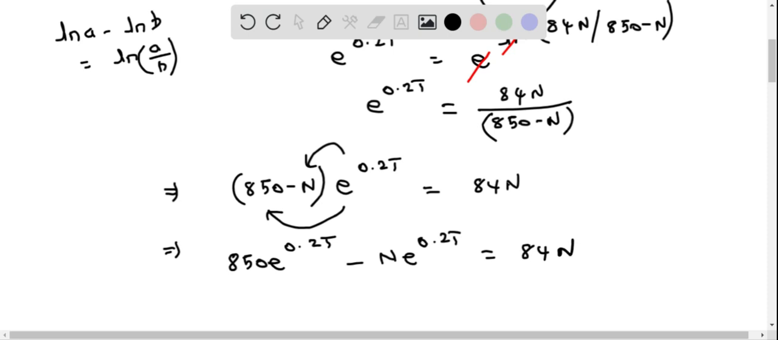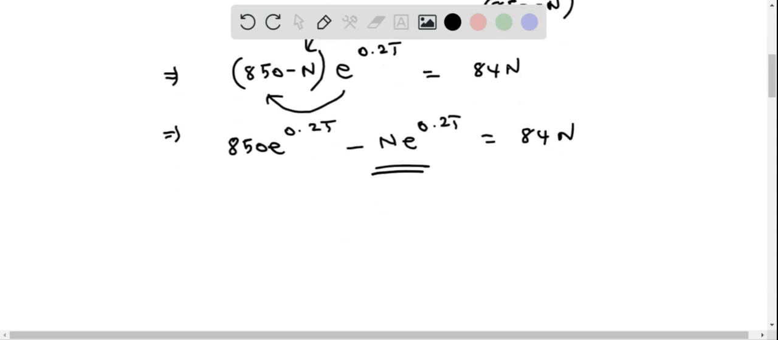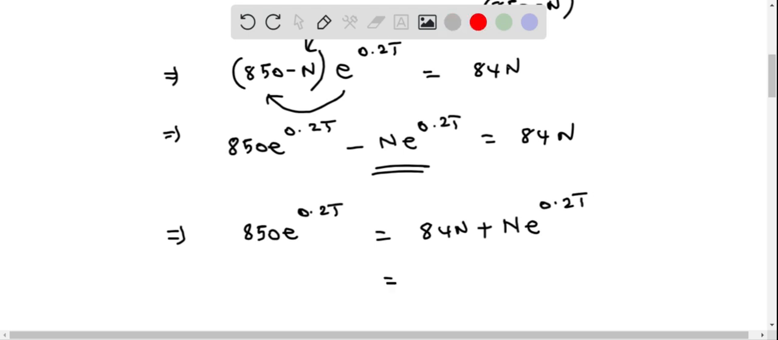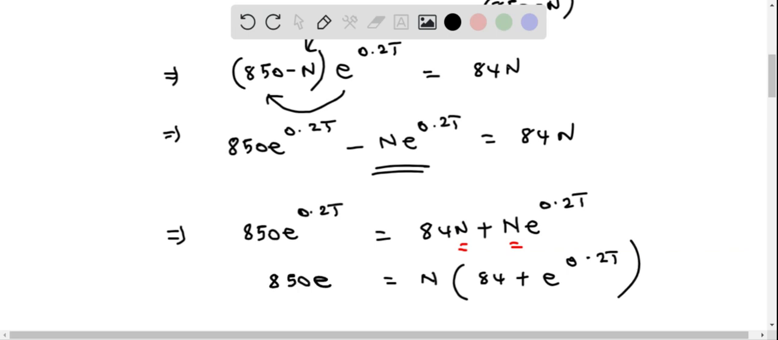To solve for n, I have to add this component to both sides. So on this side I just have 850 e^(0.2t) = 84n + n e^(0.2t). Now if you observe the right side, I have n in both terms of the expression, so I can factor out the n. I get n times (84 + e^(0.2t)). And on the left side, I still have the term 850 e^(0.2t).